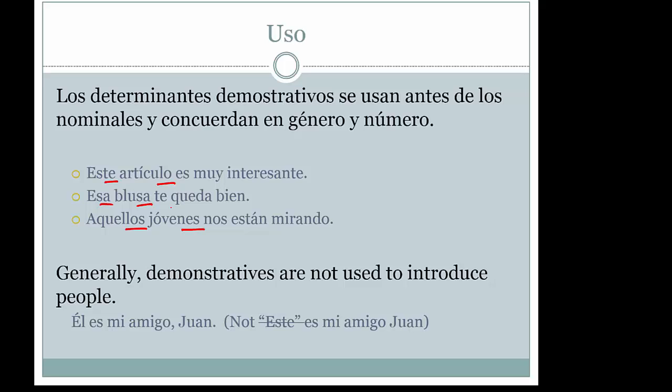Generally in Spanish, we don't use demonstratives to introduce people. So instead of saying este es mi amigo Juan, I would say él es mi amigo Juan. It's somewhat derogatory to use these in most common speech with people.